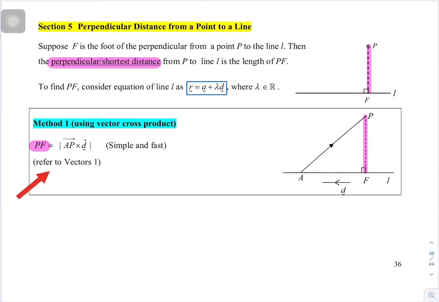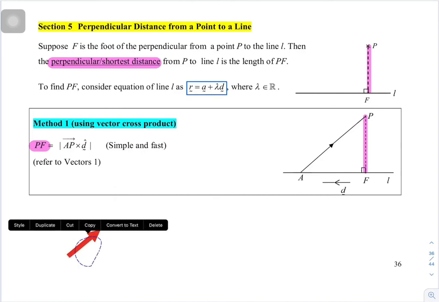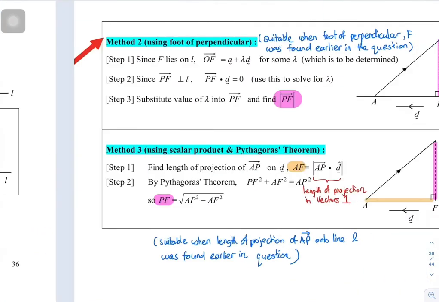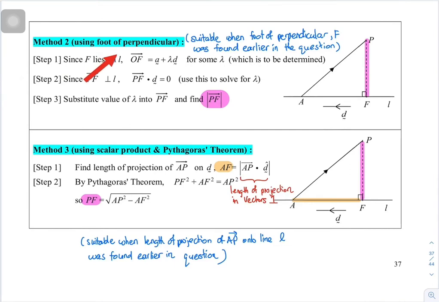Now this method is the simplest and the fastest method to get the shortest distance from the point P to the line directly. Now in method number 2, we use the foot of the perpendicular as discussed in the previous section. This method is suitable when the foot of the perpendicular F was found earlier in the question. So the method is actually quite straightforward.